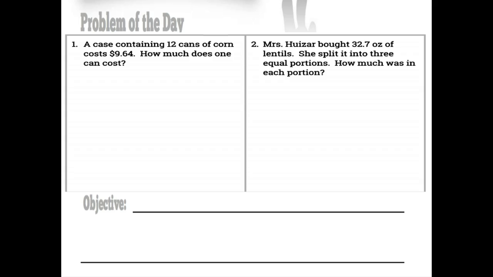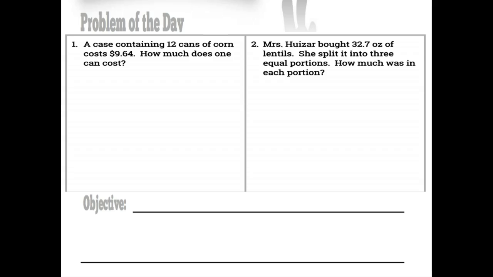Your second problem of the day. And we have someone buying 32 7/10 ounces of lentils. She split it into 3 equal portions. How much was in each portion?